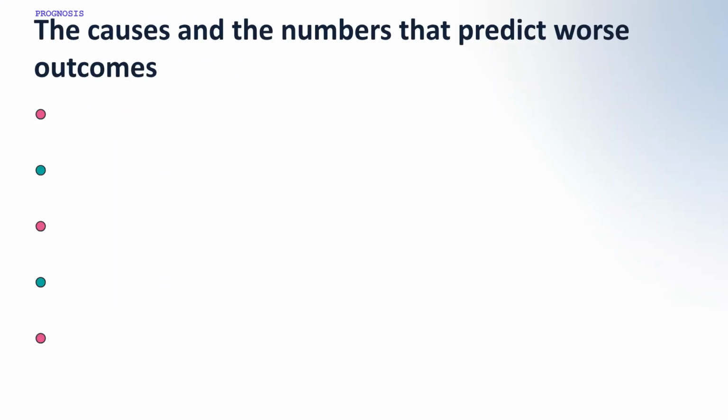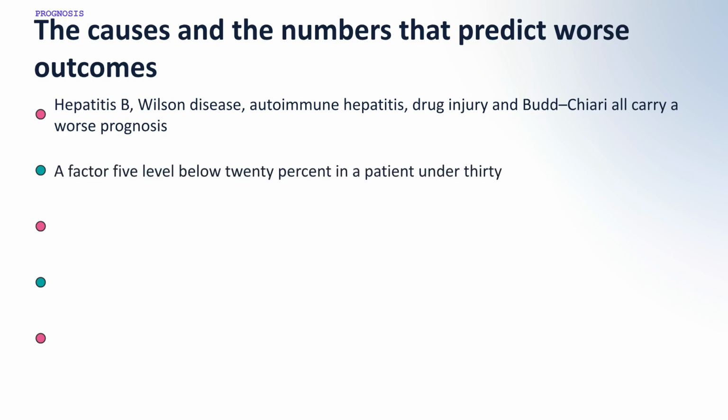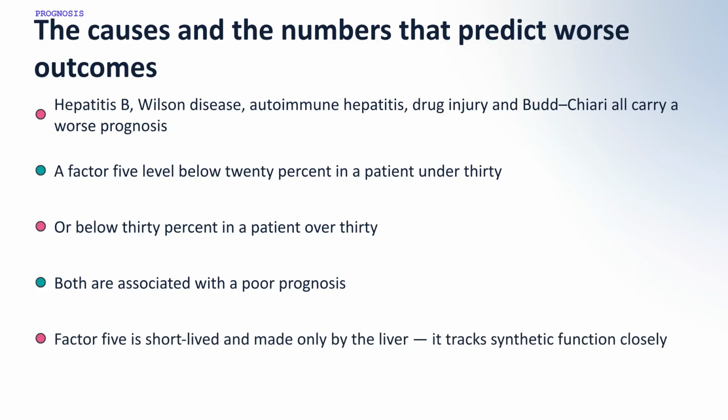Certain causes predict a worse outcome. Hepatitis B, Wilson disease, autoimmune hepatitis, drug-induced injury, and Budd-Chiari. And there is one laboratory value worth knowing separately. A factor V level below 20% in a patient under 30, or below 30% in a patient over 30. Both are associated with a poor prognosis. Factor V is short-lived and made only by the liver, so it tracks synthetic function very closely.